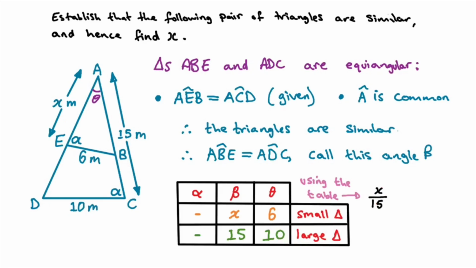So using the table, x over 15 is equal to 6 over 10. Therefore x is equal to 15 times 6 over 10. And finally x is equal to 9. So I hope you also got 9. Look back at your working out. If you did, well done. And if you didn't, no problem. Just make a few notes to show your working out.